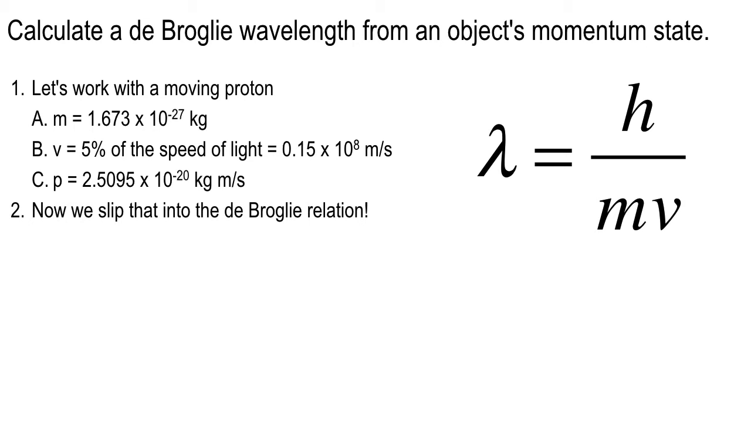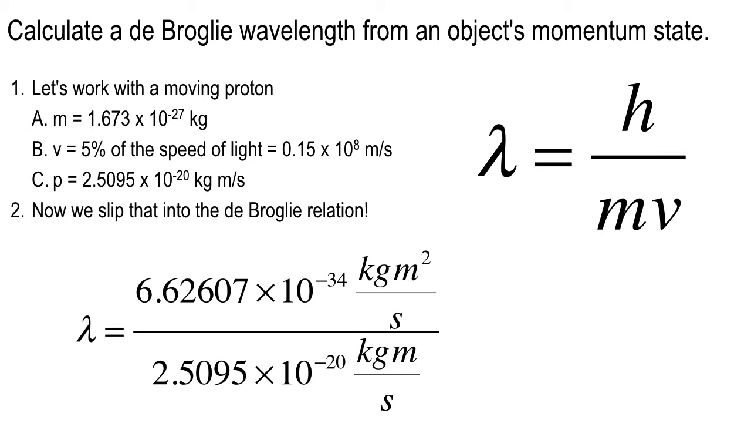And Planck's constant, we already know what that is, 6.6 blah, blah, blah, times 10 to the minus 34. And then we're going to put the p in the denominator. Here it is. I'm using 6 significant figures for Planck's constant and 5 for the momentum. So 6.62607 times 10 to the minus 34.